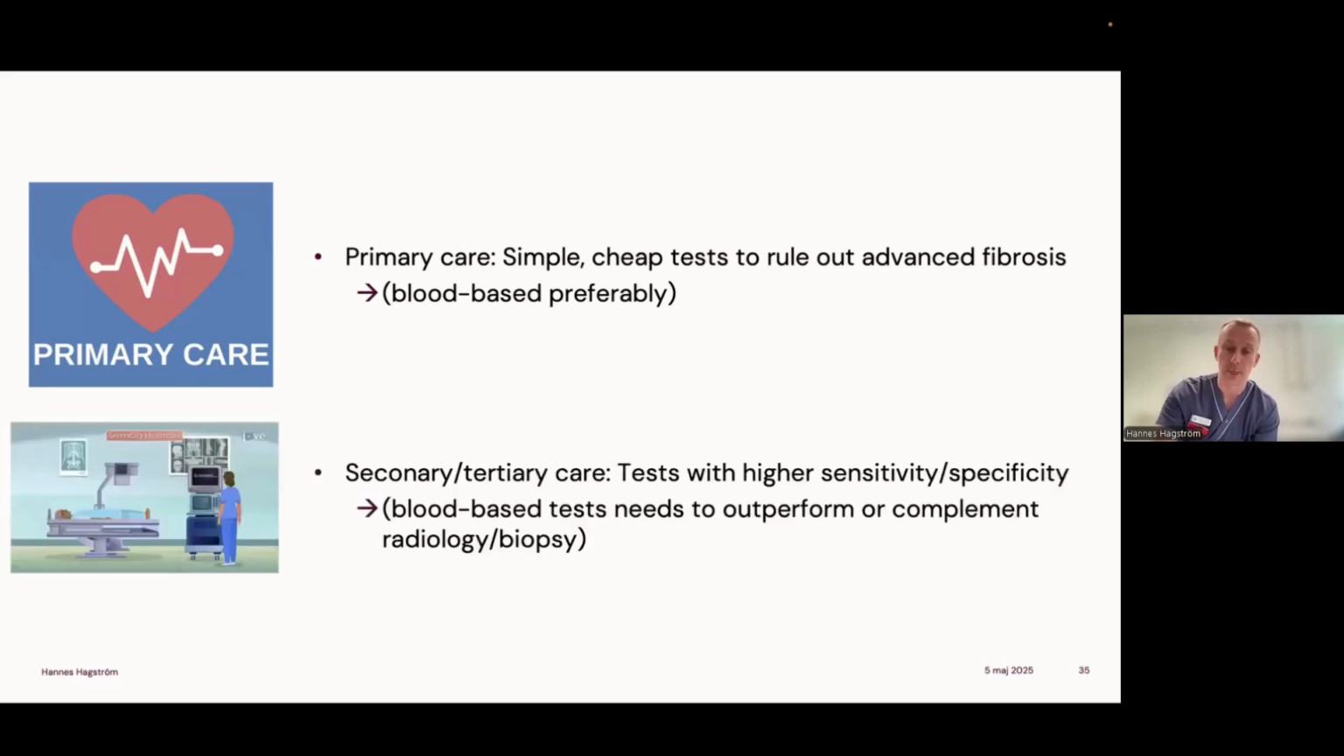Whereas if we have patients who are referred to secondary or tertiary care, I think we can argue that we will want to have tests that have higher sensitivity and specificity. And if it's going to be a blood-based test, it has to probably outperform or complement radiology or biopsy, because that's going to be available in this setting.